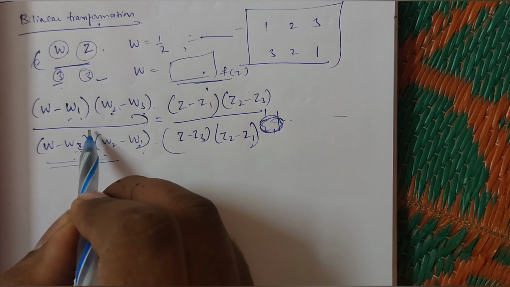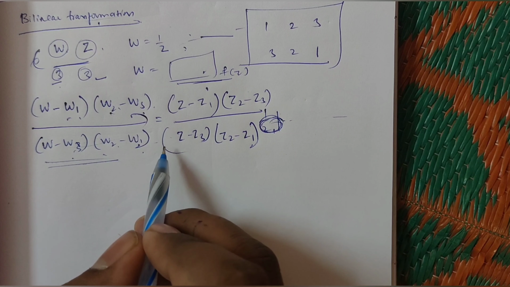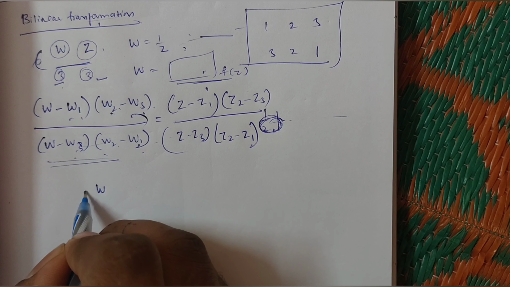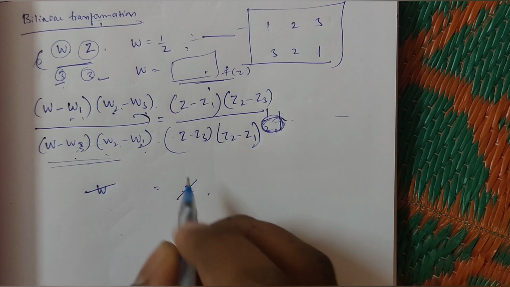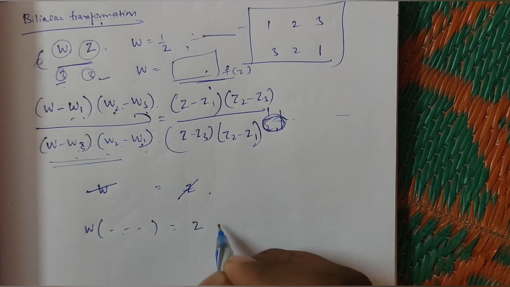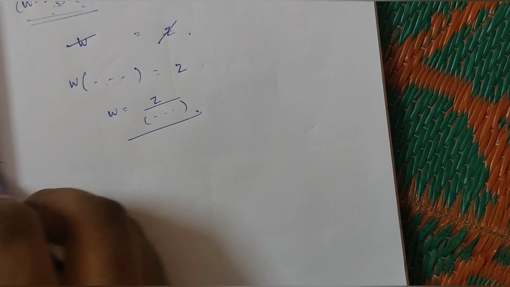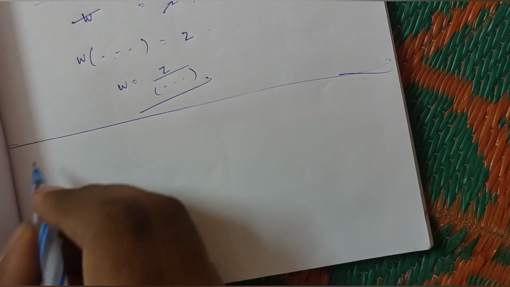Simplify these two by cross multiplication, and take the w terms on one side and the z terms on the other side. Take w as common, equal to some function of z, then w equals a function of z. So this is your bilinear transformation. Now we go on.